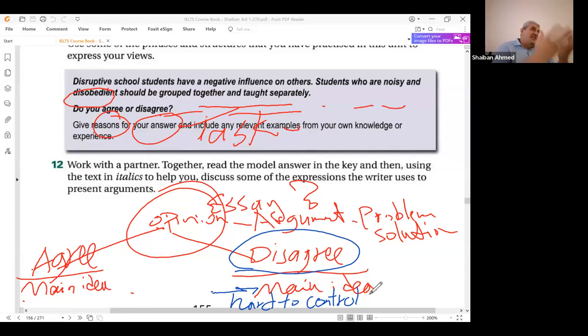Suitable teachers to face them. And many teachers would find it impossible to control them here. And for example, they might even hit the teacher or do some bad things in the classroom. So here we have two ideas.